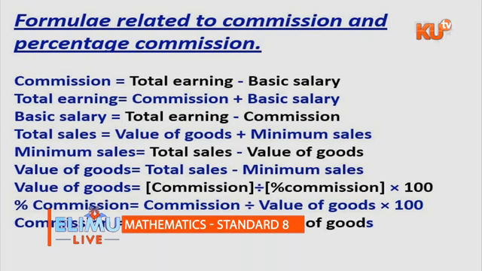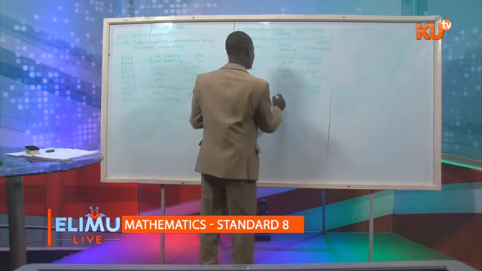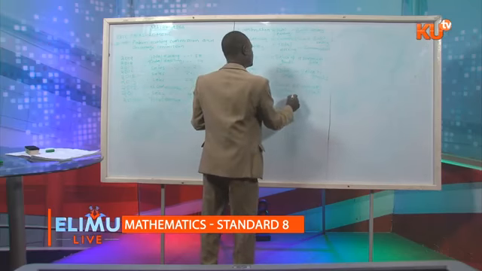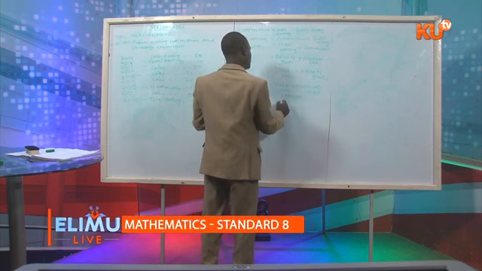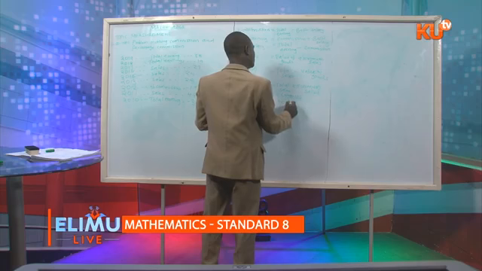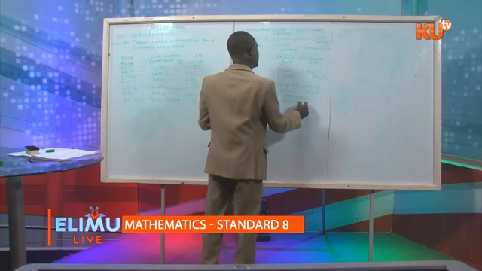And then we have again value of goods. So we have value of goods in terms of total sales and minimum sales, and also we have value of goods in terms of commission and the percentage commission. Value of goods in terms of commission and percentage commission is equal to commission divided by percentage commission, times 100.